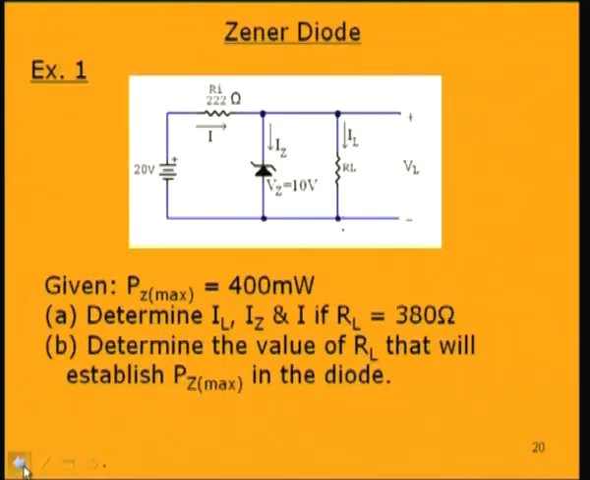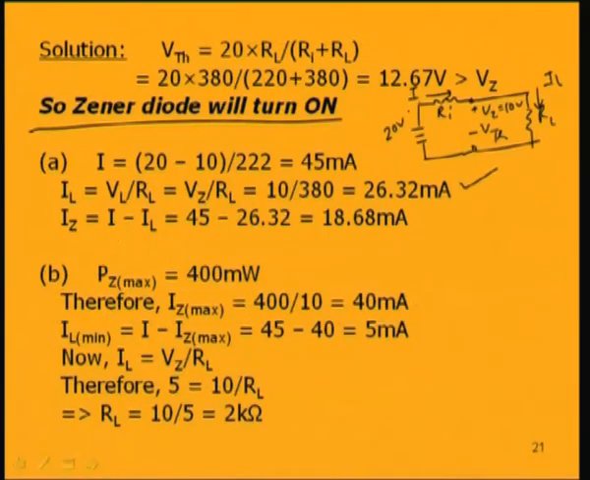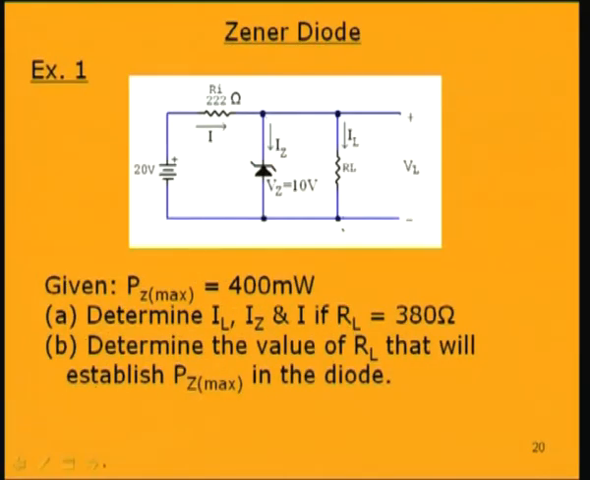Now, what is the current Iz? Iz is equal to I minus IL. So, I is 45 we have found out, IL is 26.32 milliampere, that gives 18.68 milliampere as the current flowing through the Zener diode. So, all the currents have been found out in part A, whatever we are asked. Second part, determine the value of RL that will establish maximum power dissipation, that is 400 milliwatt in the diode.